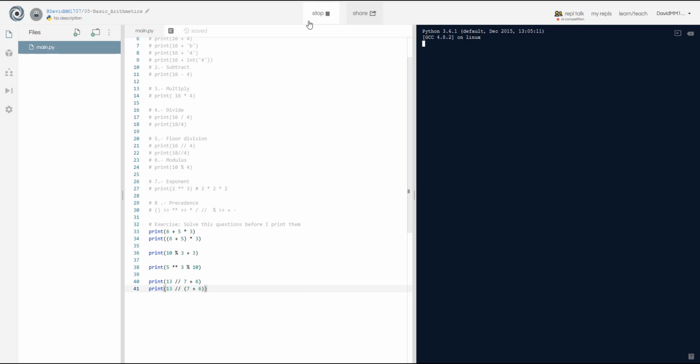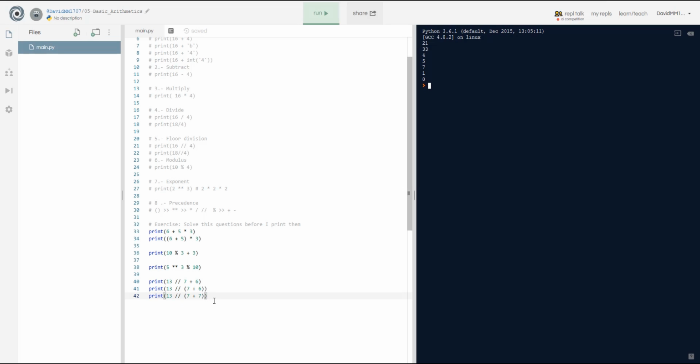Floor division, and it's going to return 1 because this is 13 divided by 13, and you can see that if we divide 13 by 7 plus 7, it's going to print 0, as you can see.